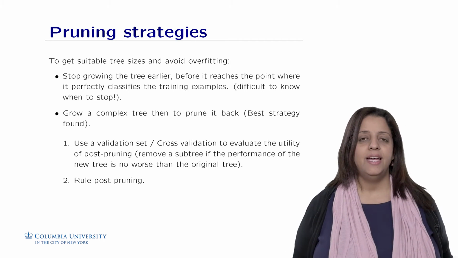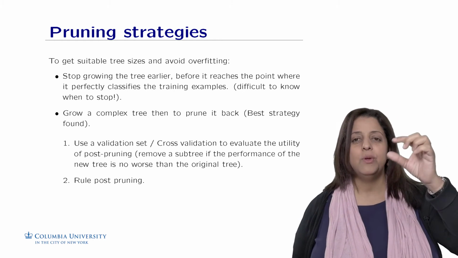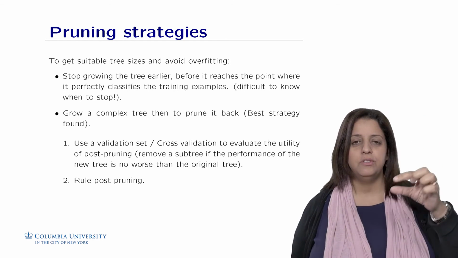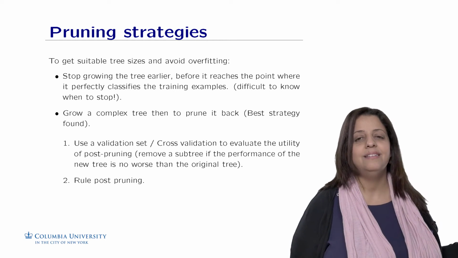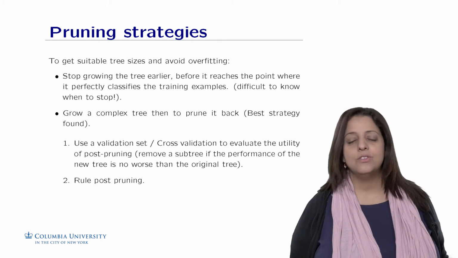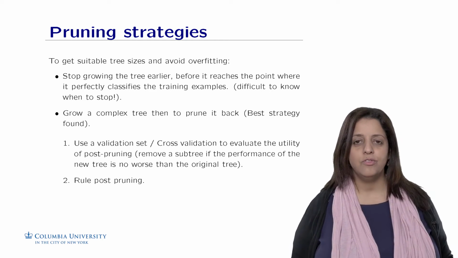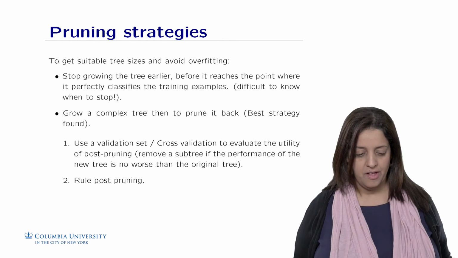A second strategy to prune is to do rule post-pruning, which means that you take your decision tree and you transform it into rules. So remember, you have the root level, and you have one feature. So if the feature is equal to this value, and the second feature is equal to this value, and then the class is 1 or -1 or +1. So you could turn your decision tree into a set of rules and do the simplifications with just the rules that you have obtained.